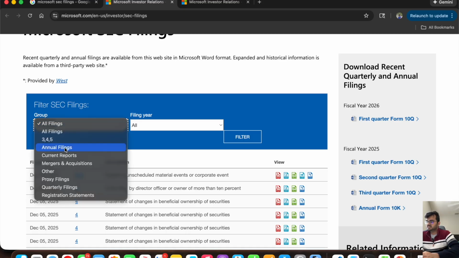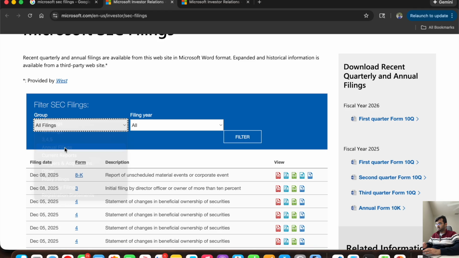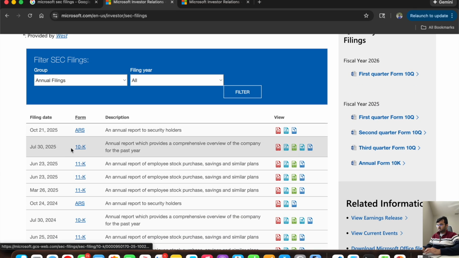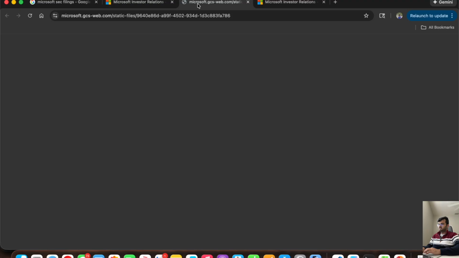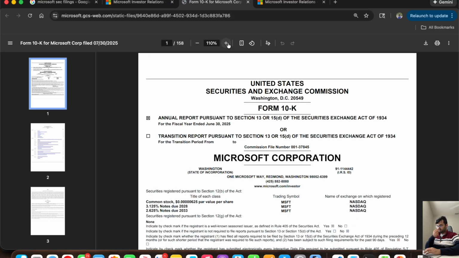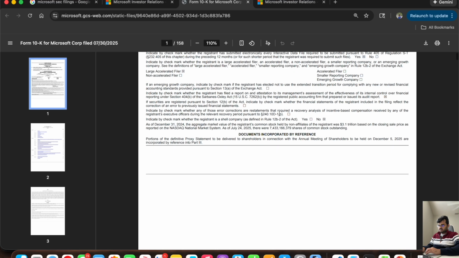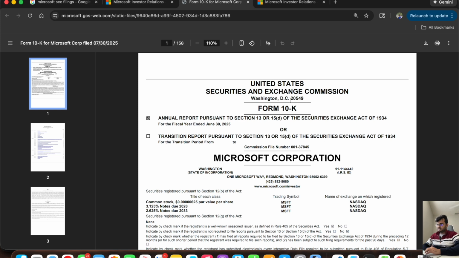In this, I'm only interested in the most recent annual report, so I'm just filtering it by annual filings and hit filter, which will give the 10K filings as of July 30, 2025. So this is the form which I'm interested in, and I'm opening it. If you could see, this annual report has been published for the fiscal year ended June 30, 2025. So this is the most recent report.